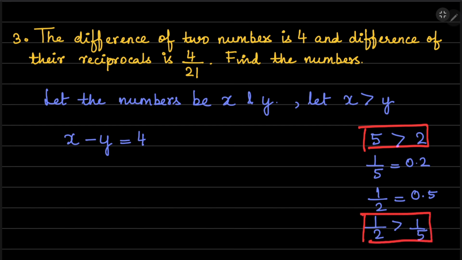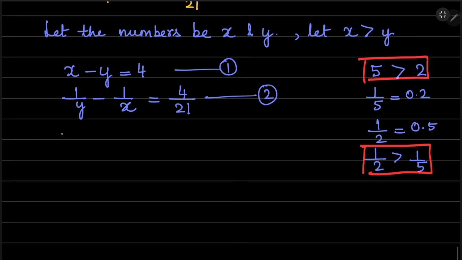Now, if you have understood that, we can write the difference of the reciprocal. So, which one should I write first? Should I write 1 by x or 1 by y? 1 by y is bigger. So, I will be writing 1 by y minus 1 by x. This is the difference of the reciprocal, which will be 4 by 21. So this is your equation 1 and this is your equation 2. Let us solve 2. Take the LCM, it will be x into y. So the numerator will be x minus y equal to 4 by 21.